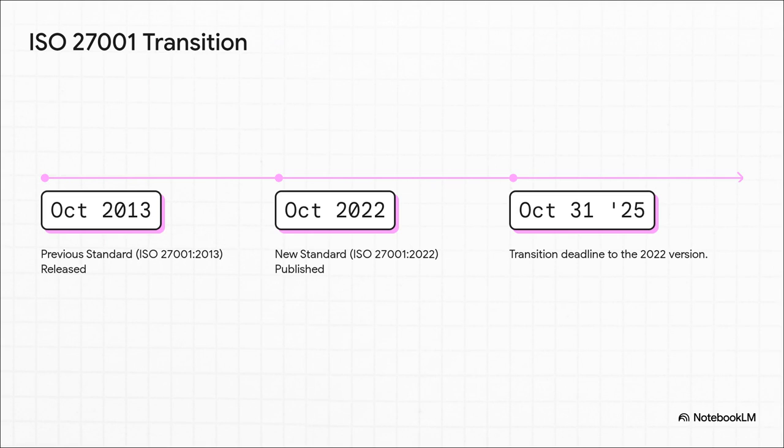And you know, this blueprint just got a pretty major update. A new version, ISO 27001:2022, was published back in October 2022, and it was specifically designed to reflect the modern threat landscape. So here's the really crucial part, that deadline. If your organization is certified under the old 2013 standard, you have until October 31st, 2025 to make the switch. So that date is super important.